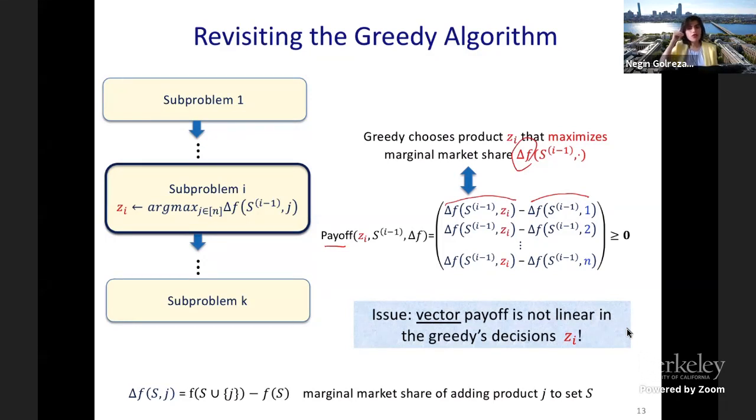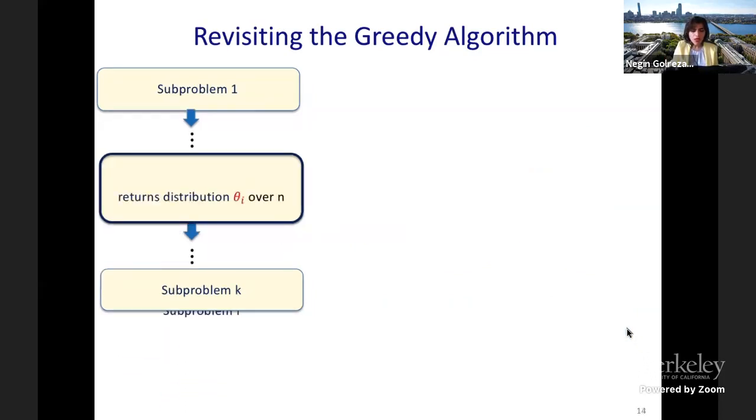You are going to find out why this is important. I'm just going to use a simple trick to make it linear, and then after that talk about another property of the greedy algorithm. The trick is that for subproblem i, instead of returning the product Zi, I'm going to return a distribution theta i over the n products that I have.